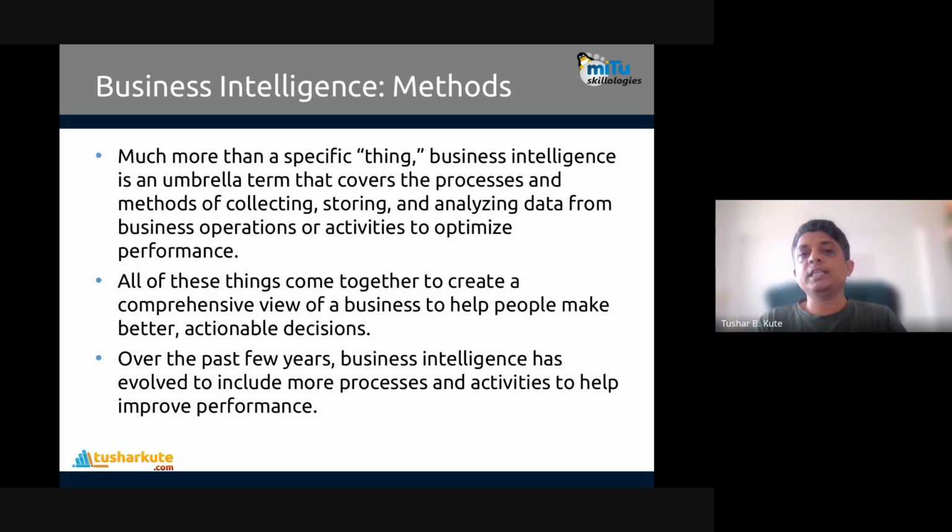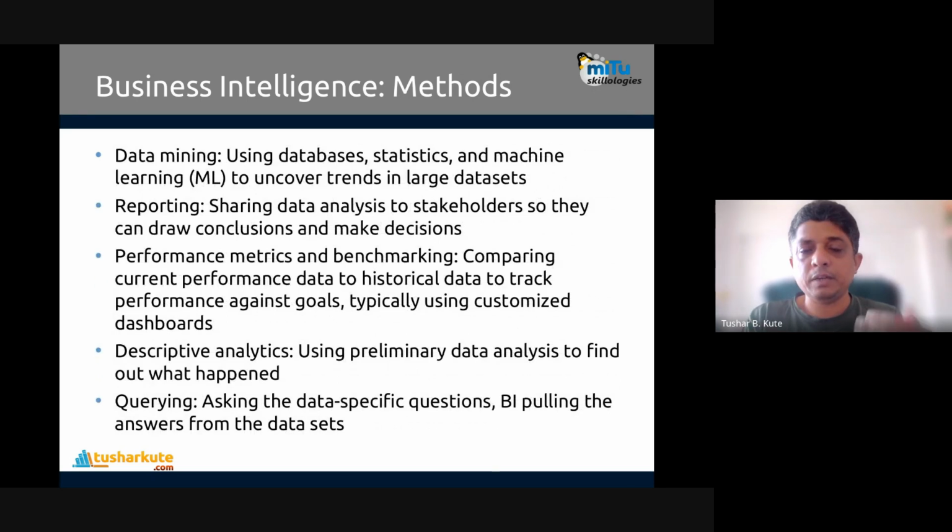If I analyze that data, I'll find a suitable, appropriate method to optimize this particular flow and these processes, and using that we can make an informed decision out of it. So all of these things come together to create a comprehensive view of the business to help people make better and actionable decisions. So definitely we require some processes to make informed decisions, like artificial intelligence or machine learning algorithms. In order to improve the performance, they evolve over time and perform the operation accordingly.